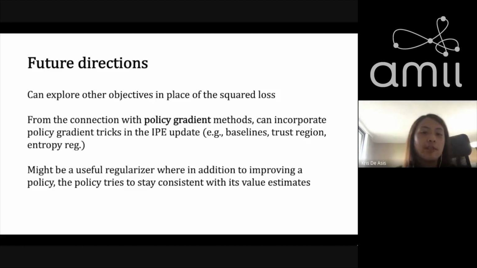And from the connection to the policy gradient methods, you could further incorporate these policy gradient tricks into the update rule, such as baselines, the use of some trust region, or entropy regularization. We didn't really try a lot of these extensions. We just used the raw IP update in most of the work that we did. And this also could be a useful regularizer where, in addition to improving some policy with some standard policy gradient method, you might do this on the side so that the policy tries to stay consistent with its value estimates on top of trying to improve on them.